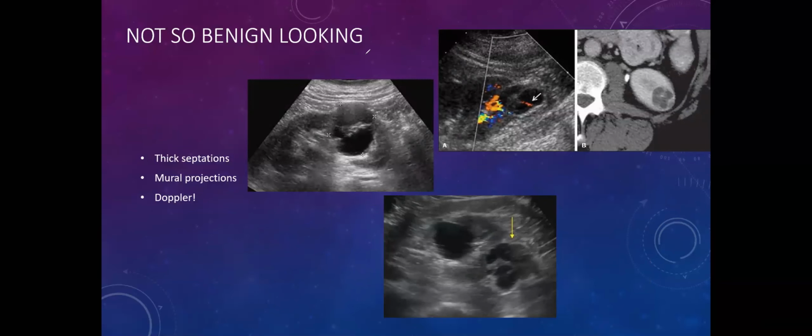So not so benign looking cysts. Thick septation. Mural, this is a mural projection here. A very thick septation there. Down here, this is a simple cyst as far as I can tell, but this one has very thick septations, some other septations going on. Looks like multiloculated.